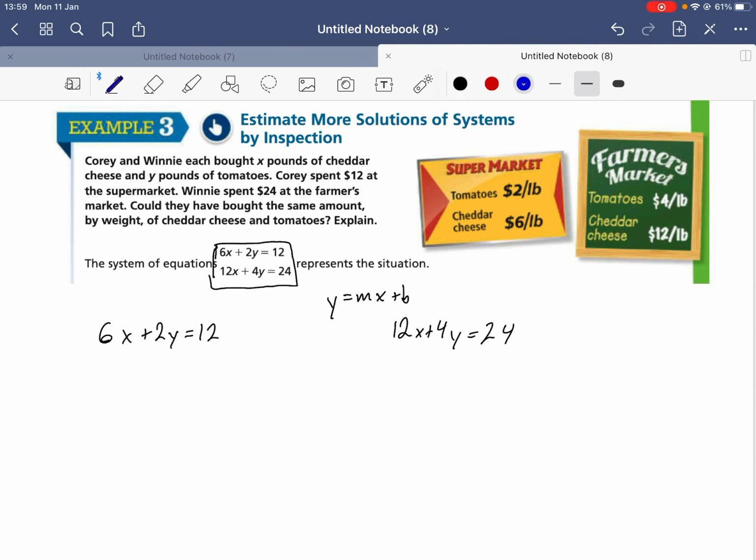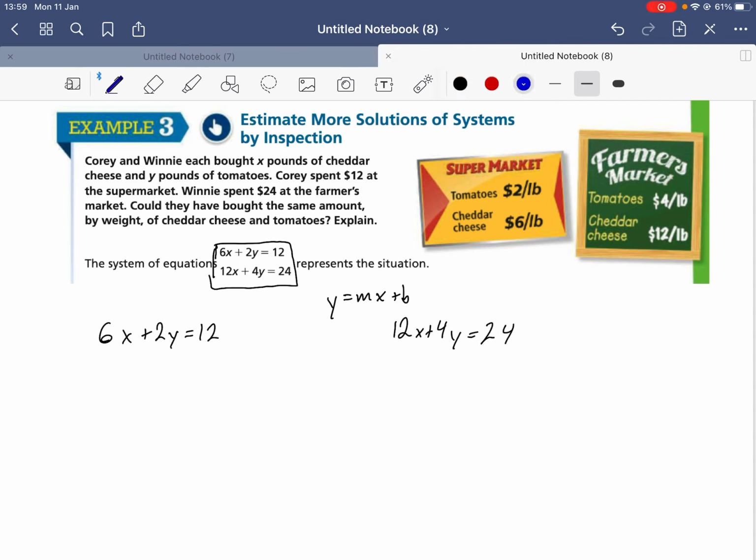Our second equation, we'll subtract 12x from both sides. We're isolating y here. This is what we're trying to do. So we have negative 12x plus 24. Divide everything by 4. y equals negative 3x plus, 24 divided by 4 is 6.